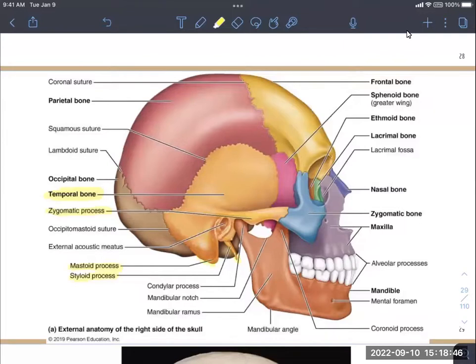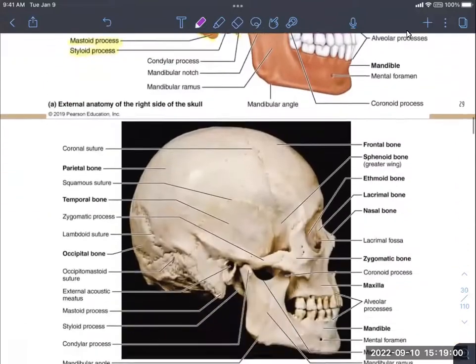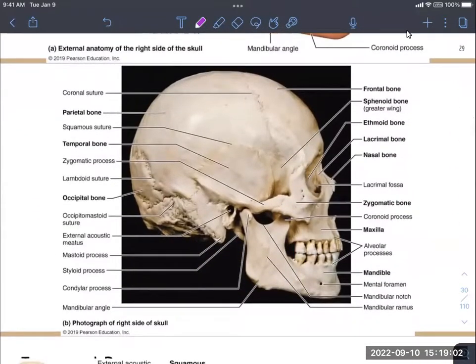We have the condylar process. So we have that condylar notch up here where the condyle of the mandible will attach. So here it is in a human skull. Again, we have our zygomatic process. We have our temporal bone, this whole bone here. We have our mastoid process, our styloid process, all part of that temporal bone.